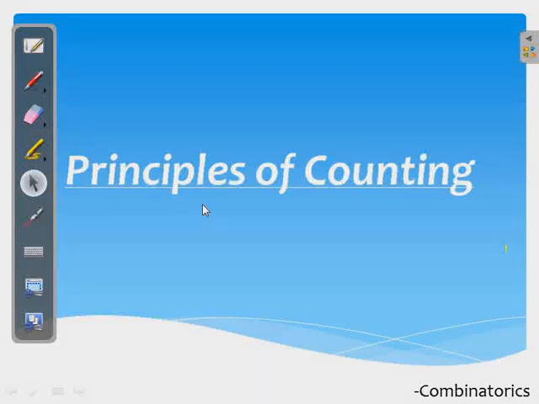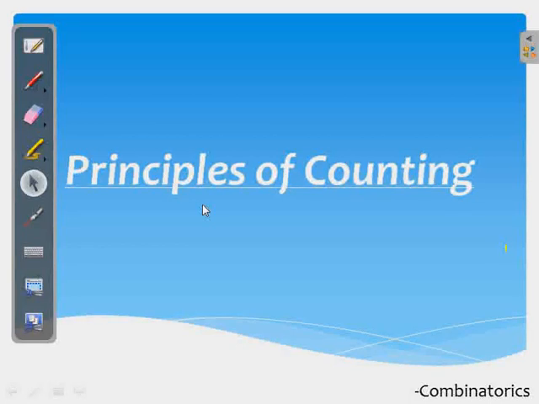Welcome to Combinatorics. This topic is principles of counting, and under this topic, we will do counting of the number of ways something can happen, a number of ways an event can occur, a number of ways we can arrange a thing, a word basically, a number of arrangements, number of permutations, and so on. Basically we will do counting of the number of ways.